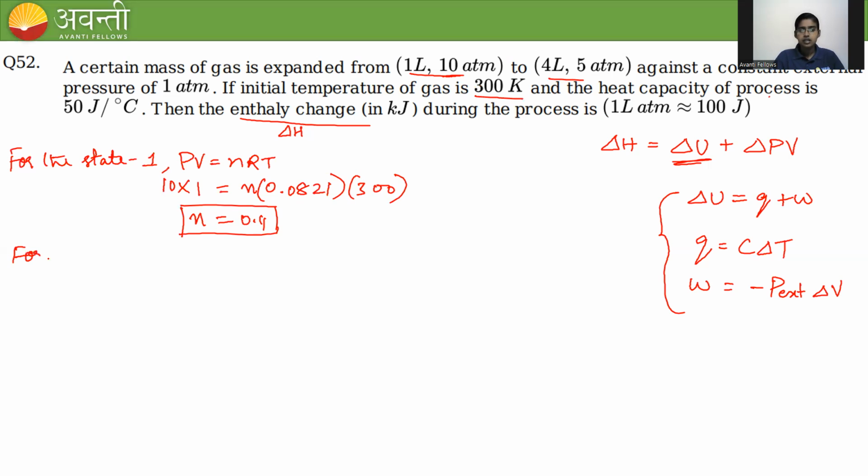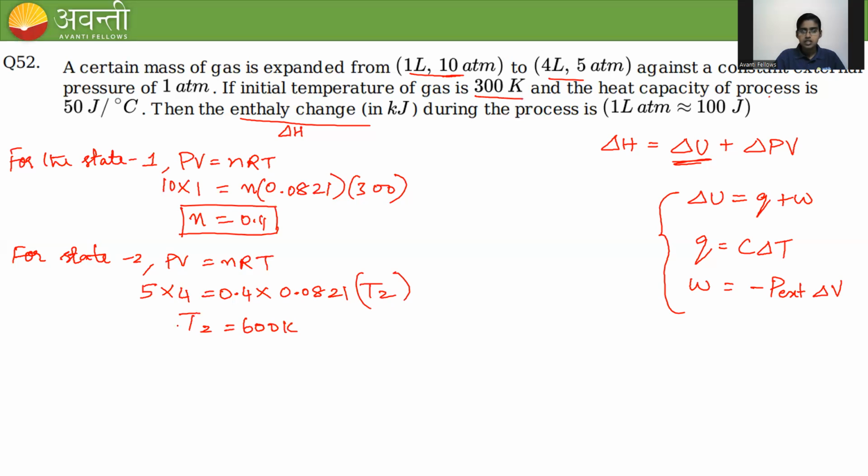Now for state 2, the final state, PV is equal to nRT, pressure is given as 5 atmospheric pressure and volume is 4, and n is 0.4, which we have calculated, and R is 0.0821. Now the final temperature we don't know. On solving this, we will get T2 as 600 Kelvin. This is P1, V1, T1, and this is P2, V2, and T2.